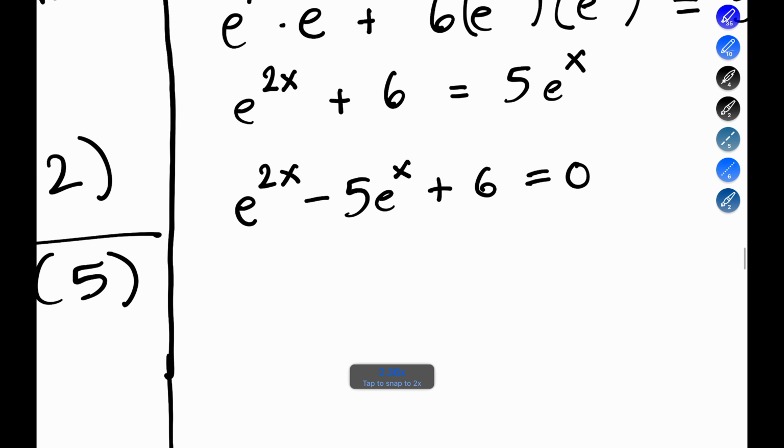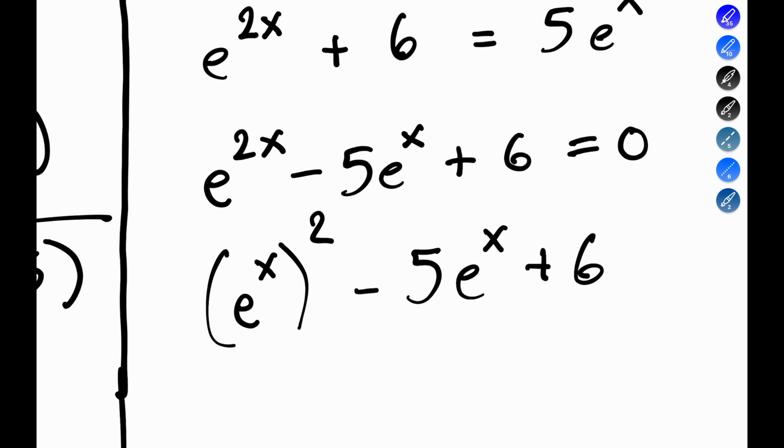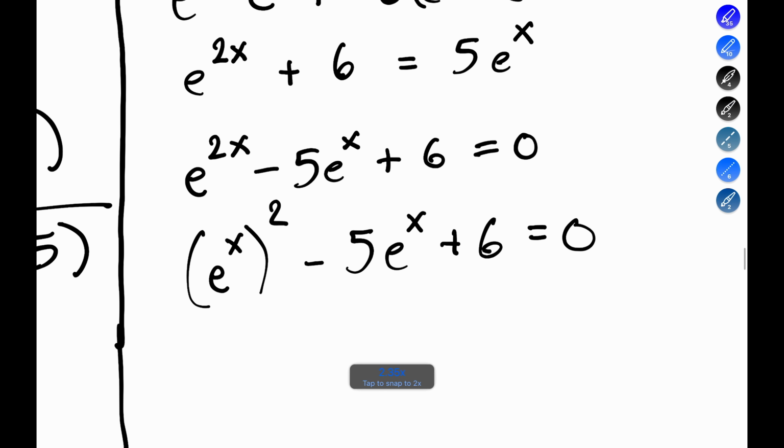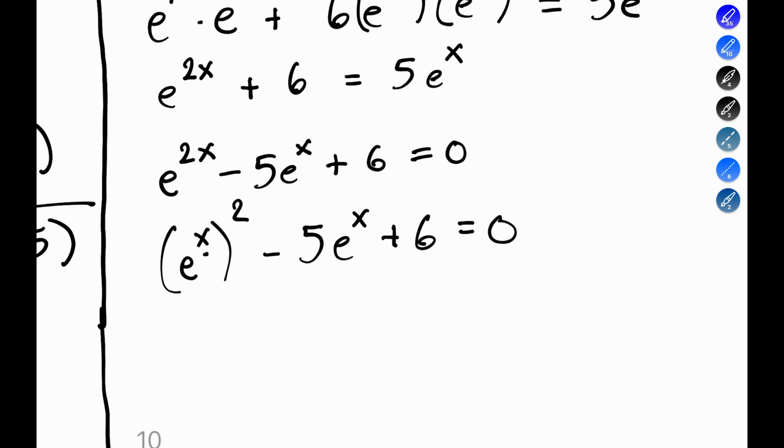right here, we could write this e to the power of 2x as e to the power of x to the power of 2, minus 5 e to the power of x plus 6 is equal to 0. And now here's the important part. I separated the x and the 2 for a reason. After the separation, we can see that this looks sort of like a quadratic function. And that's because it pretty much is a quadratic function, but the only difference is that instead of x, we have e to the power of x. We have these e to the power of x's over here.